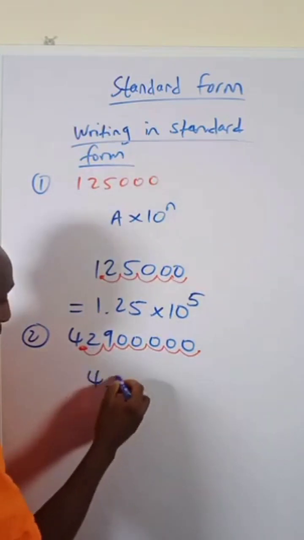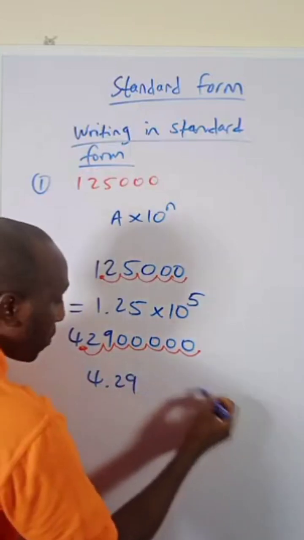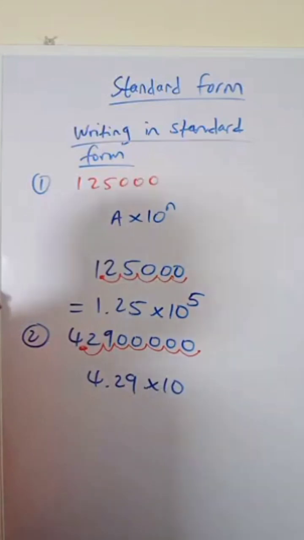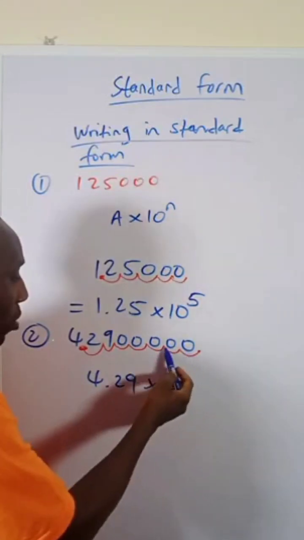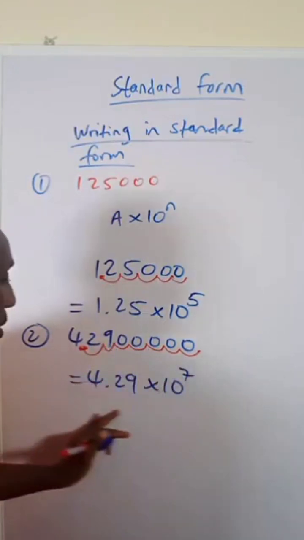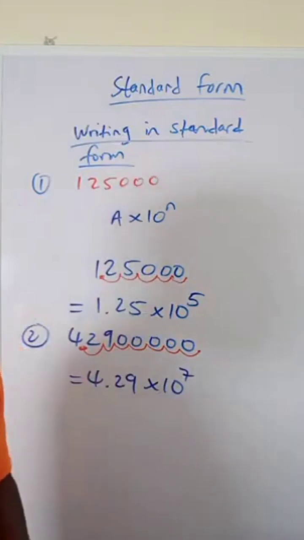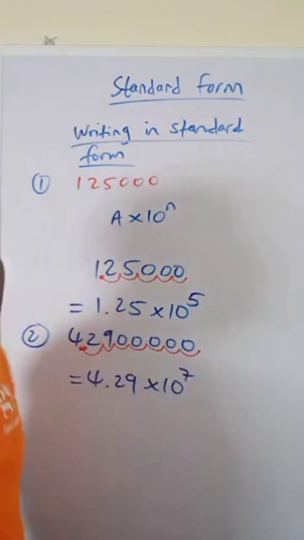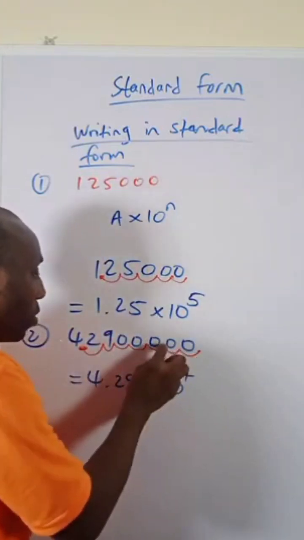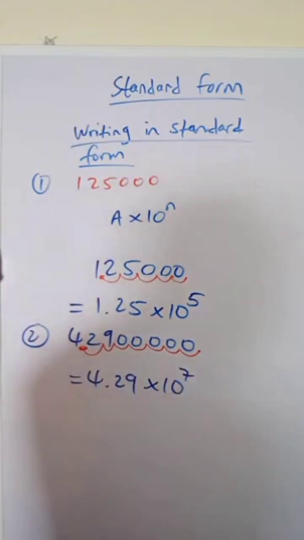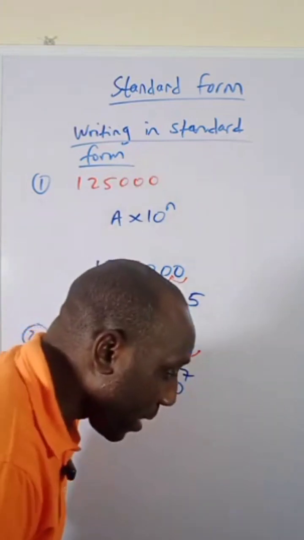So what do we have written in standard form? That would be 4.29. You don't have to write the 0s, they are all insignificant. Times 10 raised to what? How many times did you move? Was it not 7 times? 1, 2, 3, 4, 5, 6, 7. So raised to 7. So this is this number written in standard form. Again, you don't have to put all this scribbling. You can just count 1, 2, 3, 4, 5, 6, 7, and that's the 7 we have here. So we have written that number in standard form.